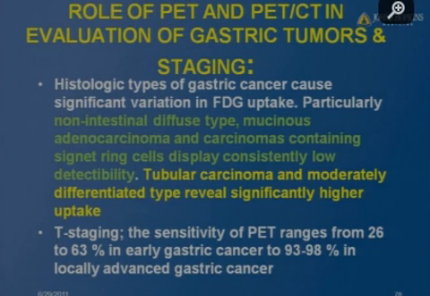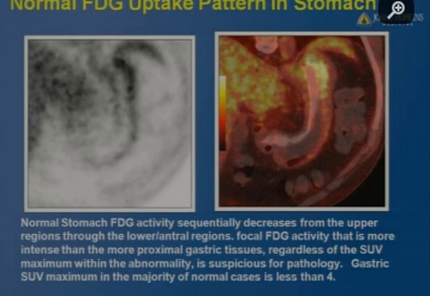The important thing to know, depending on the histological types of the gastric cancer, we see variation in the FDG activity, especially if the non-intestinal diffuse type, mucinous adenocarcinoma, or carcinomas containing signet cells, they can display consistently low detectability, but they may be high intense in activity as well. As opposed to tubular carcinoma and moderately differentiated type, they demonstrate significantly higher activity. And in T-staging, the sensitivity of PET ranges from 26 to 63% in early gastric cancer, up to 98% if there is a locally advanced gastric cancer.